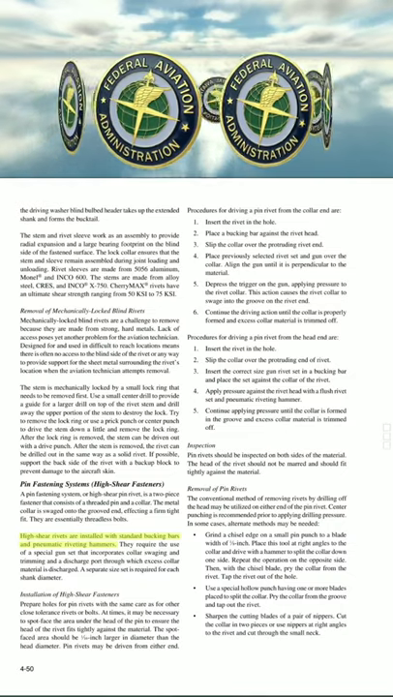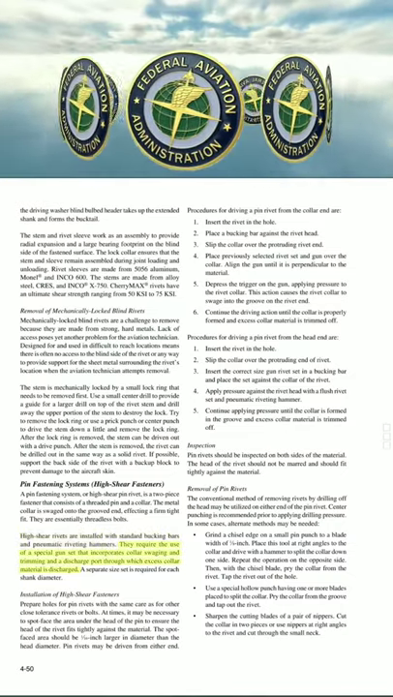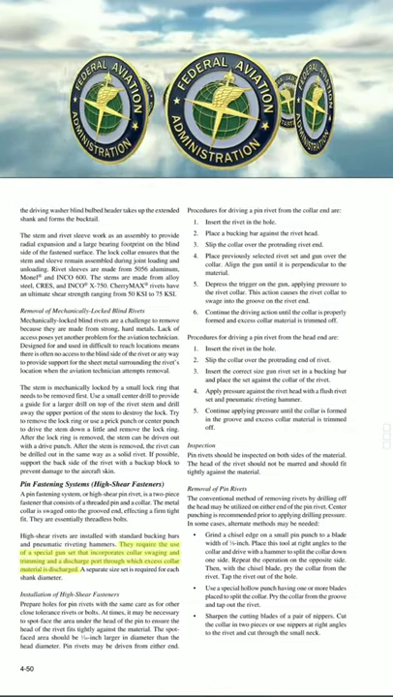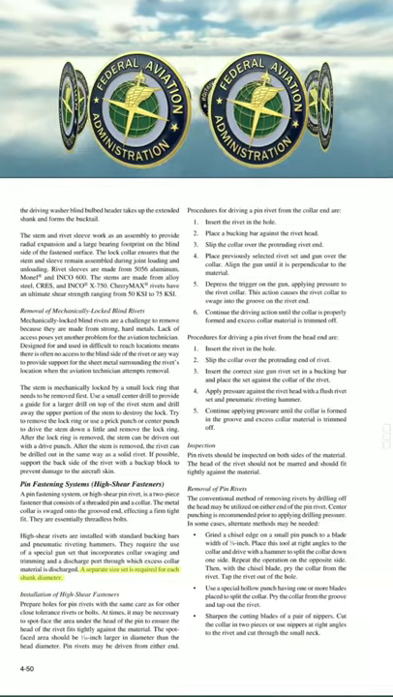High shear rivets are installed with standard bucking bars and pneumatic riveting hammers. They require the use of a special gun set that incorporates collar swaging and trimming, and a discharge port through which excess collar material is discharged. A separate size set is required for each shank diameter.